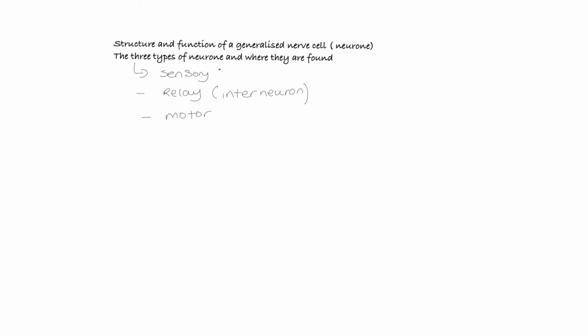Sensory neurons carry electrical signals from the receptor to the central nervous system, which is the brain or spinal cord. Relay neurons are found within the brain or spinal cord and coordinate your response. And motor neurons carry electrical signals from your brain or spinal cord to an effector. An effector is either a muscle or a gland, so they cause a response.